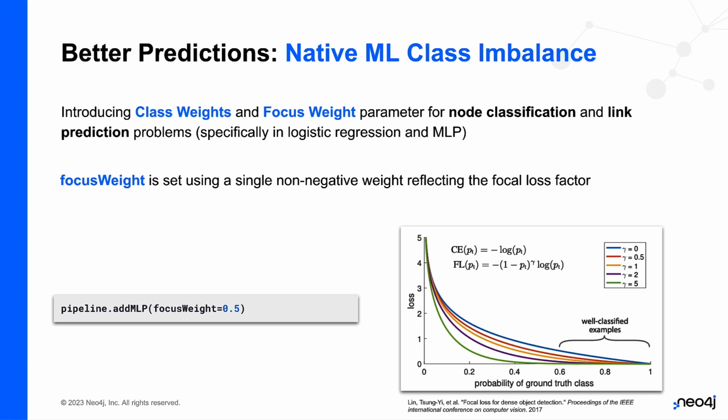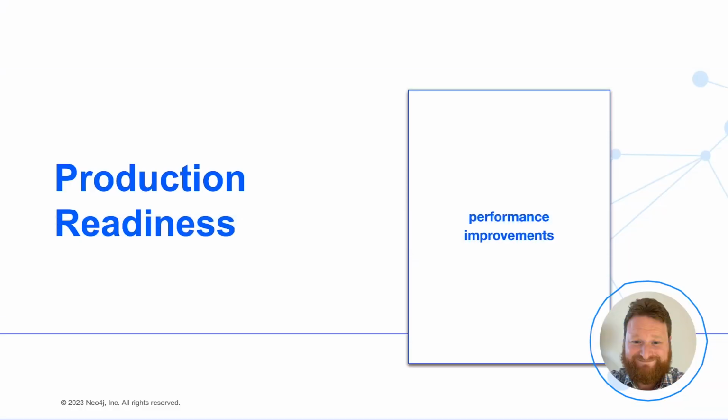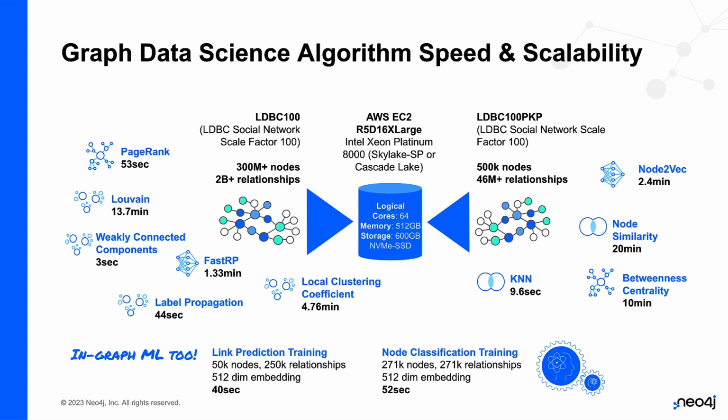Moving on to our next 3 investment areas, I want to talk about production readiness. Again, there's a few different things under here. For sake of just talking about the highlights, I want to go over the performance improvements that we've seen for some of our algorithms. Algorithm speed and scalability are very important for us because our environment is optimized specifically for graph. We can parallelize and scale a number of different things.